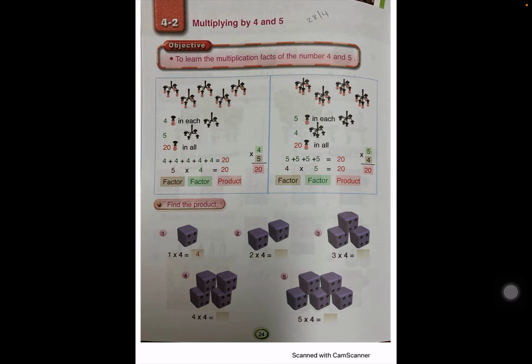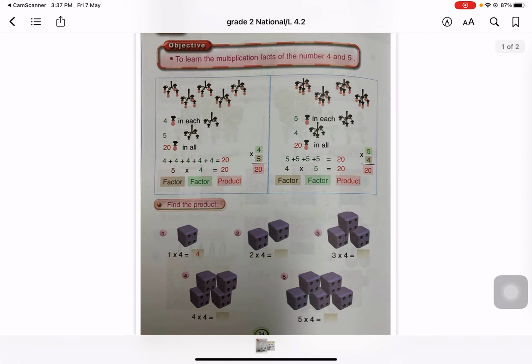Today we are going to have a new lesson. My lesson is lesson 4.2. The title of my lesson is multiplying by 4 and 5. Our lesson before was 4.1. It was multiplying by 2 and 3. Now I will take multiply by 4 and 5, to learn the multiplication fact of the number 4 and 5.